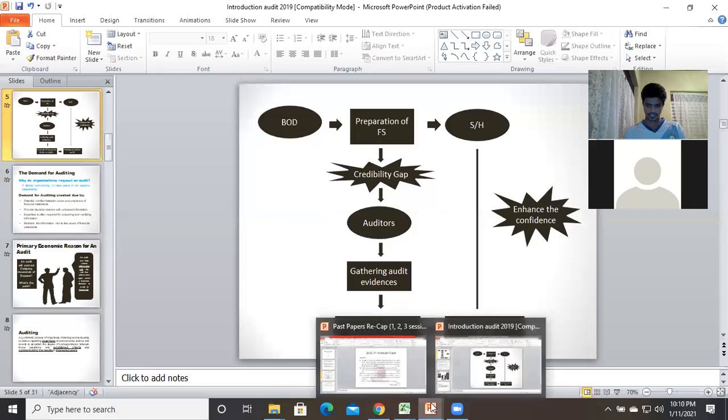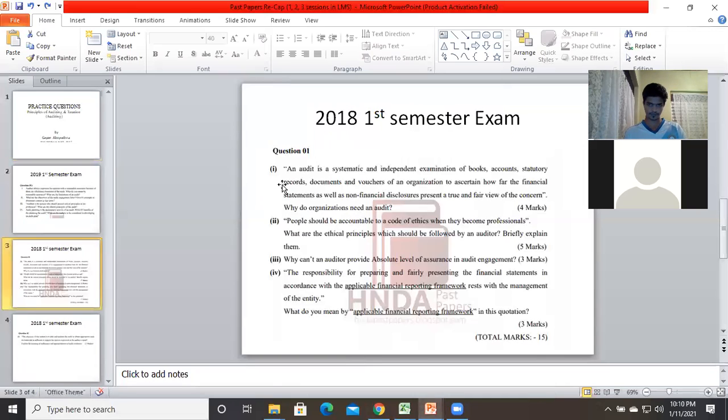Okay, let's move to the next question. We discussed the second one. People should be accountable to a code of ethics when they become professionals. What are the ethical principles which should be followed by an auditor? Briefly explain them. Ethical principles.